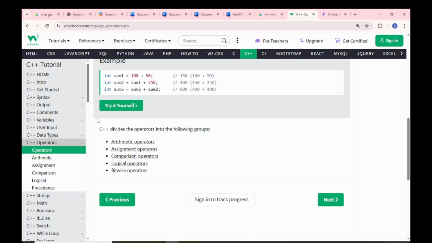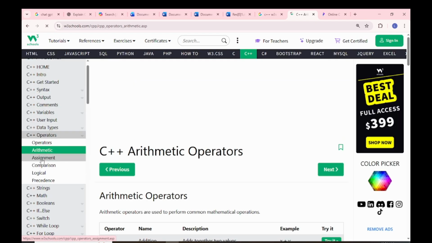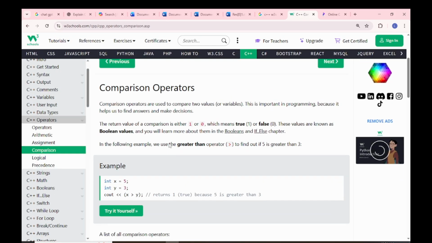Okay, operator, arithmetic operator, assignment, and then comparison operator, right? Comparison operators are used to compare two values or variables. This is important in programming because it helps us to find answers and make decisions. The return value of a comparison is either 1 or 0, which means true 1 or false 0. These values are known as Boolean values, and you will learn more about them in Booleans and if else chapter.